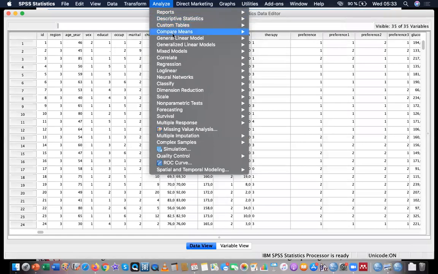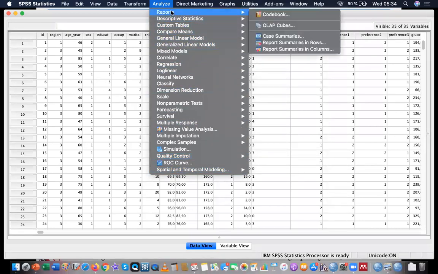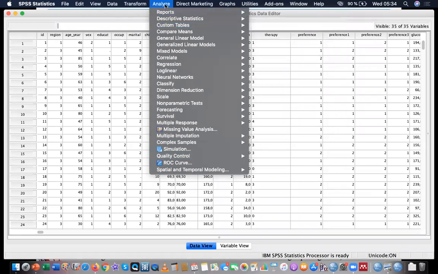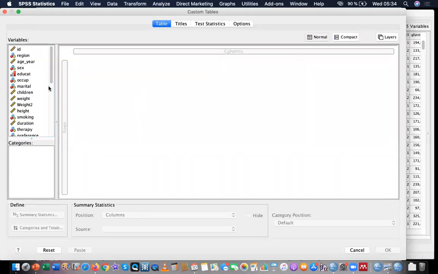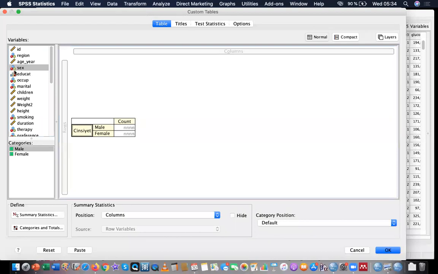We have different ways of preparing tables in SPSS, but the easiest and the most commonly used way is this here: analyze, custom tables, and here they have the custom table option. This is a very user-friendly interface. You can drag and drop your variables into the rows or columns. Sex is what? It's a categorical and nominal variable.